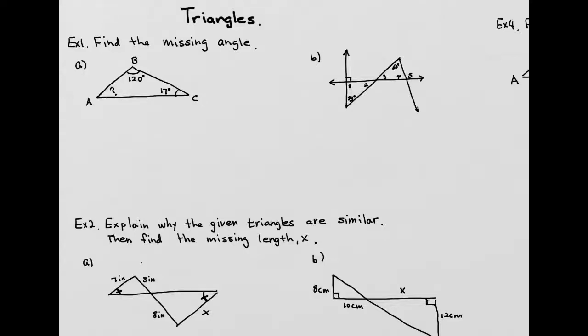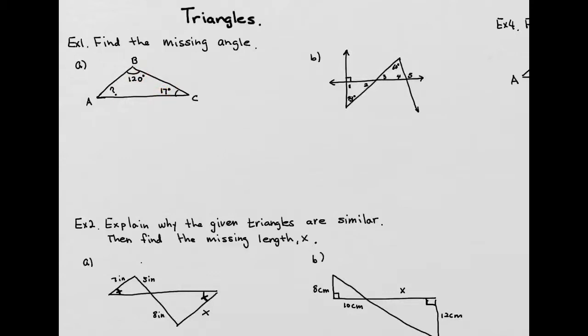In this section we're going to talk about triangles. Example 1 is asking to find the missing angle. In the first example, we know that this is the missing angle A, and two other angles are given.